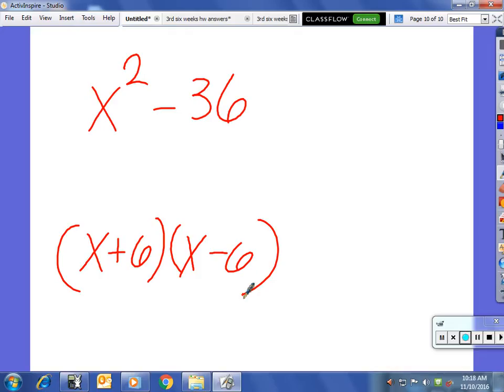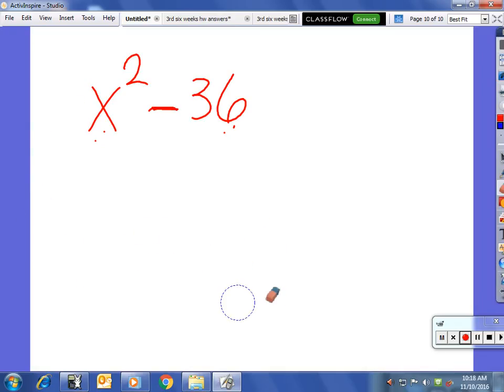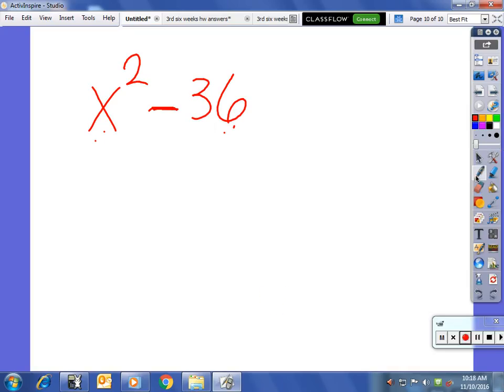Now, on this section, if you recognize perfect squares, I'm going to let you go from here to here. Now, how do you do that? Again, this is a special case. First of all, it only works if it's a difference, which means you're subtracting, of two perfect squares. X squared is a perfect square. What's the square root of x squared? x. 36 is absolutely a perfect square. What's the square root of 36? 6. So this is definitely the difference of two perfect squares.